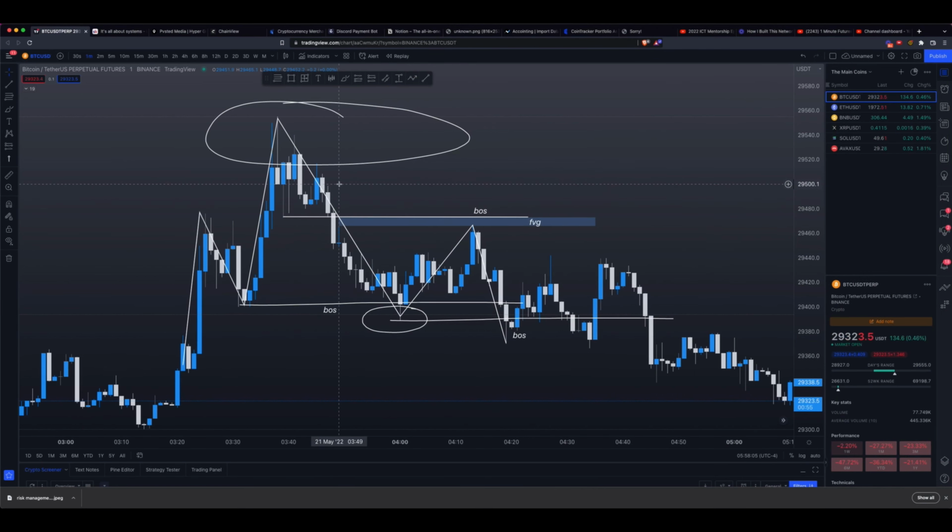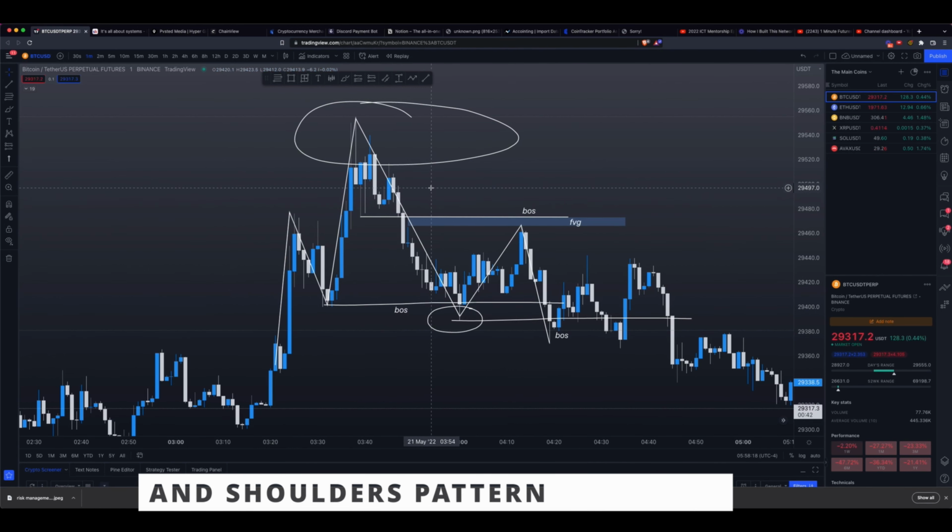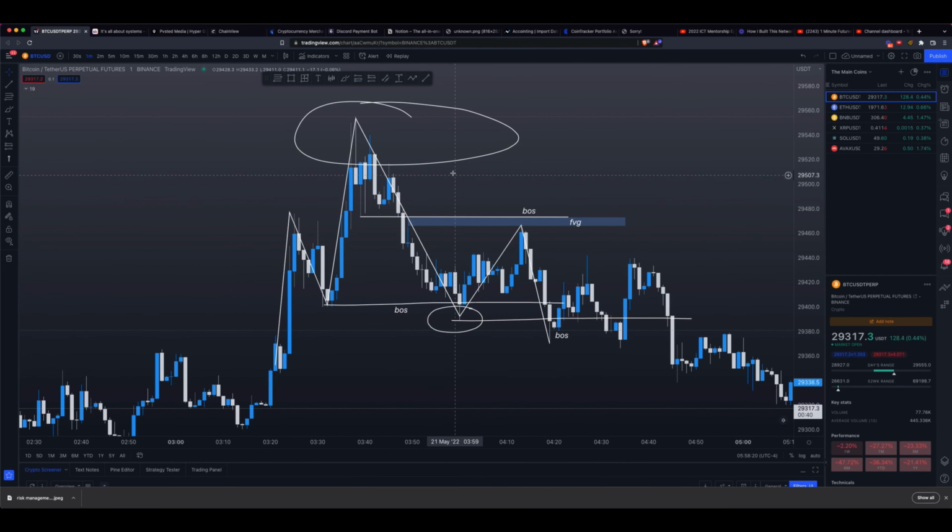So to start this off, this pattern right here might strike you guys as a head and shoulders pattern. And that would be how I used to look at it as well, before I understood the concept of liquidity and how the markets like to move.